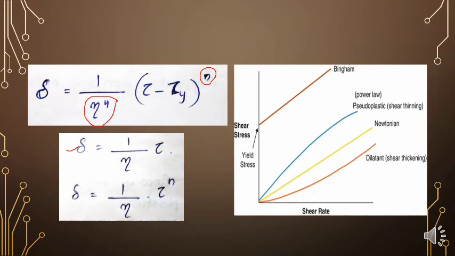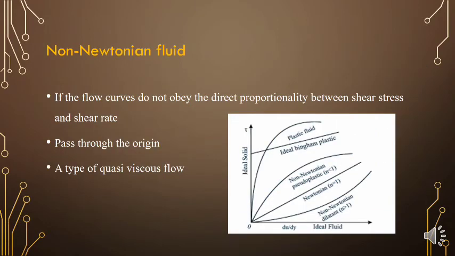will become non-Newtonian fluids. Okay, so if the curve is concave towards the shear stress axis, then the flow is called dilatant. And if it is convex towards the shear stress axis, then it is called pseudoplastic. So that is non-Newtonian fluid.